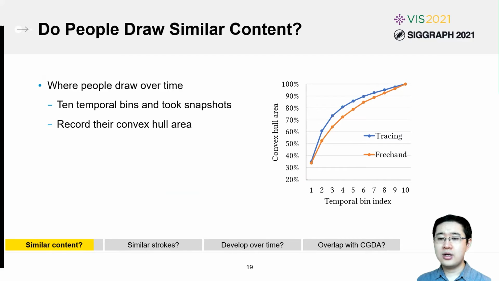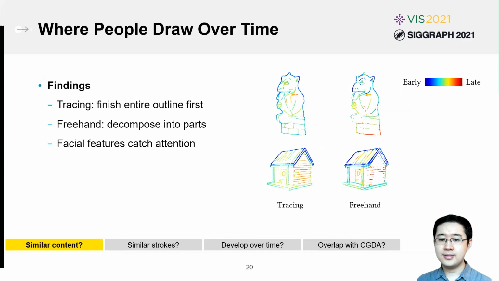To understand this at a finer scale, we divided the temporal span of each drawing into 10 equal bins and took snapshots of the drawing in progress. We computed the convex hull area of each snapshot relative to that of the final drawing. We found that people tended to cover larger areas earlier in tracing. To sum up, people preferred finishing the entire outline first in tracing, as opposed to decomposing the prompt into parts in freehand drawing. This difference is more obvious when the prompt contains facial features catching artists' attention.